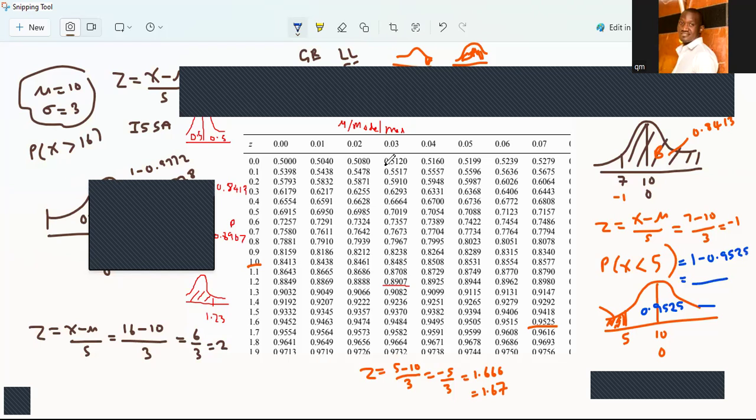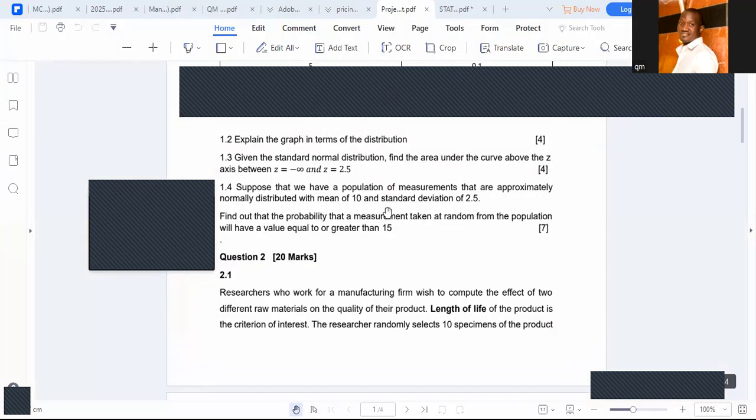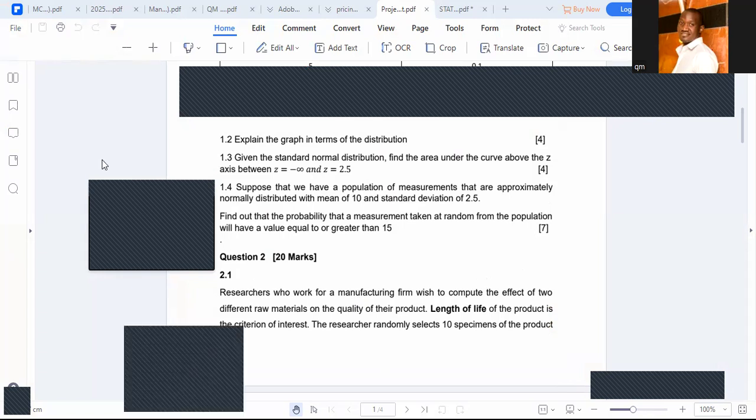All right. So now let's go to our question of interest. These are 4 marks plus 7 marks, 11 marks. That will be very easy for you to answer. So let us answer that. Questions 1.3 and 1.4, 4 marks and 7 marks.